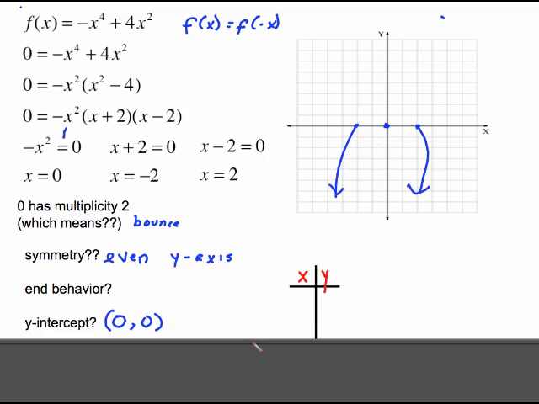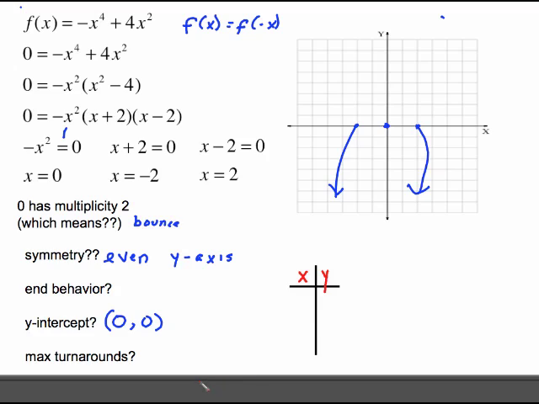The maximum number of turnarounds, because this is x to the 4th, is 3. So with this picture and this information, knowing that it's going to turn around at most 3 times, and it's going to drop off here, the only way it's going to get from here to here is to come up and come back down, and bounce right there, go back up, and that's going to be what our graph looks like. What we're not sure of entirely is how high this goes.